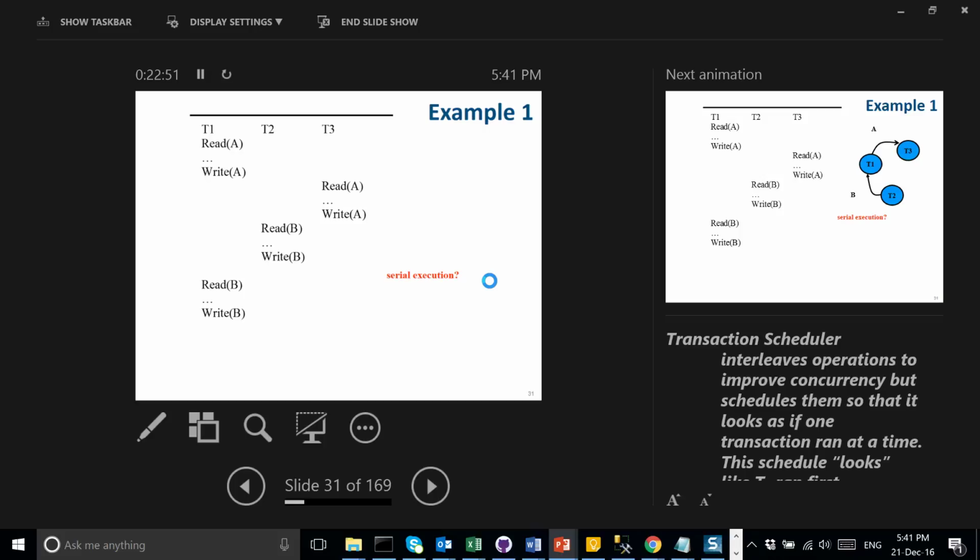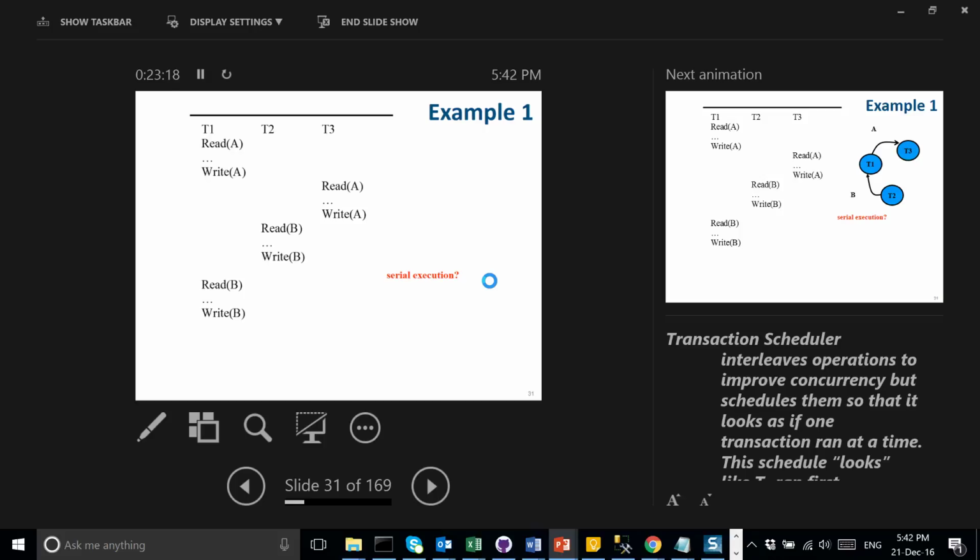With T3, I go here, write B, read B. Of course, there is a conflict. So I already have this arrow here. I don't need to draw it again. Write B with write B. Of course, there is a conflict. Now T2 and T3, nothing comes from T3 after T2 operations. So there is no issue.